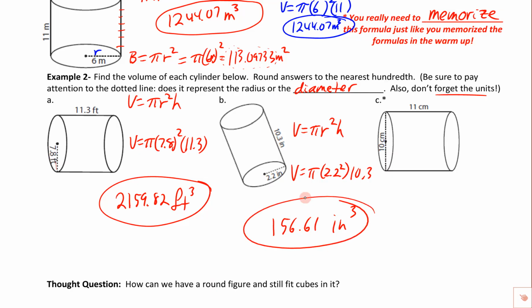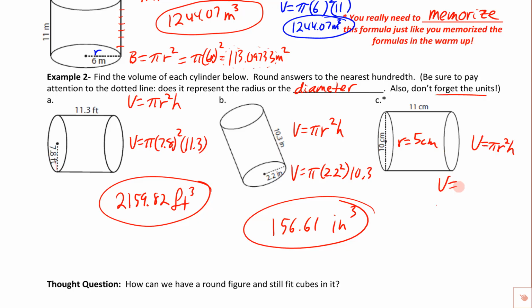Okay, let's take a look at this last one. You'll notice there's an asterisk by this, so we do need to be a little bit careful. Again, I'm going to write down the formula so I make sure I get it memorized. Pi r squared h, so area of the base times the height. So we need the radius, and take a look right here. That is not a radius. That dotted line goes all the way from one edge to the other. So this is actually the diameter of the circle. So that means that the radius would be 5 centimeters.